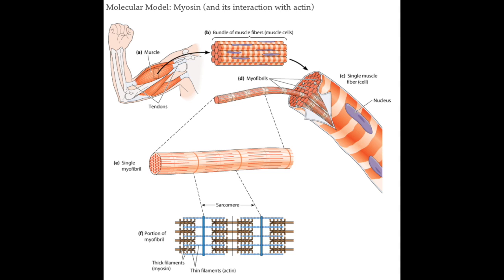Muscle tissue is highly organized and efficient. A muscle is a bundle of fibers. Each fiber is made up of myofibrils. These are cylindrical structures composed of thin actin filaments and thick myosin filaments.